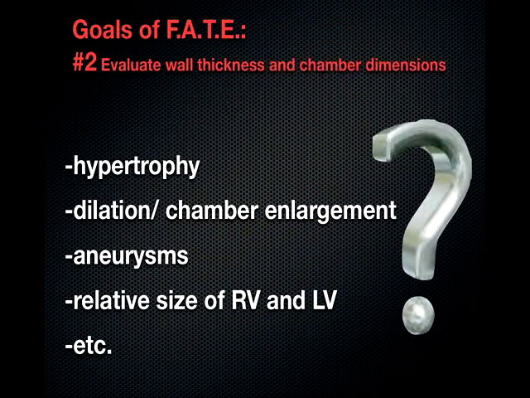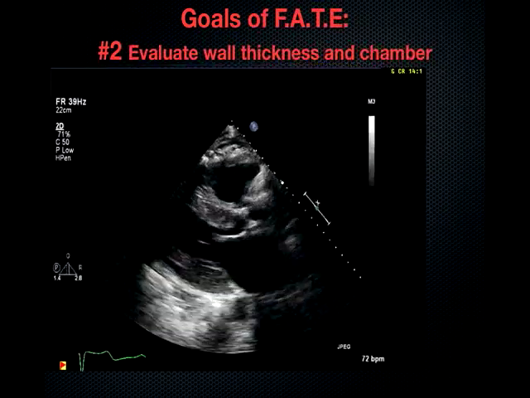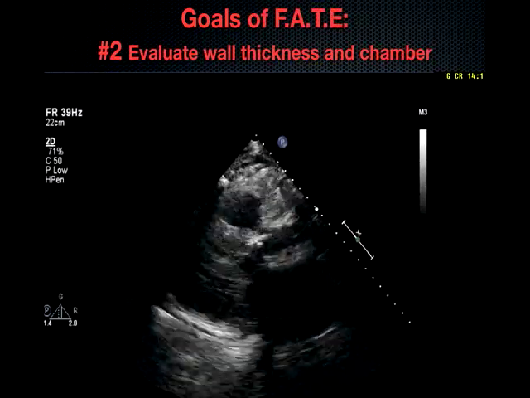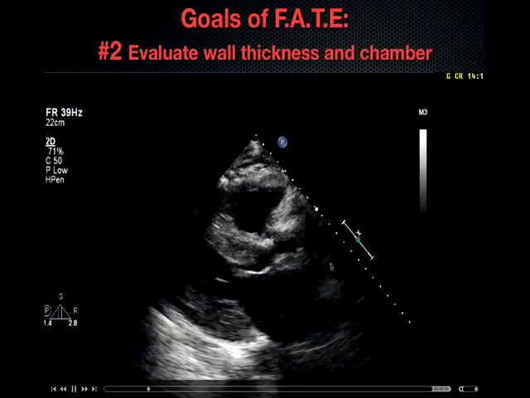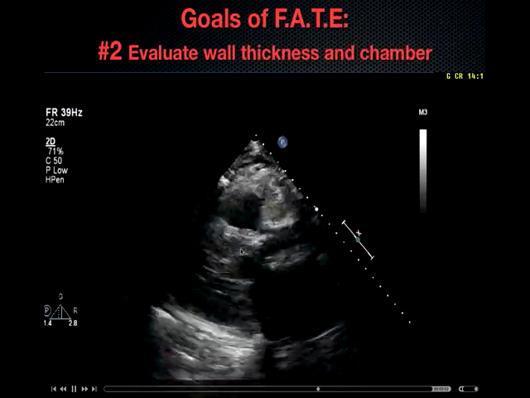We move on from the static, the obvious abnormalities, to look at the static dimensions of the heart, wall thickness and chamber dimensions. And here we're looking for thickness, dilation, any obvious abnormalities like aneurysms. And very importantly, we'll always take note of the size of the right ventricle as it compares to the left ventricle. In the parasternal long axis view, what's notable standing out here is the thickness of the left ventricle.